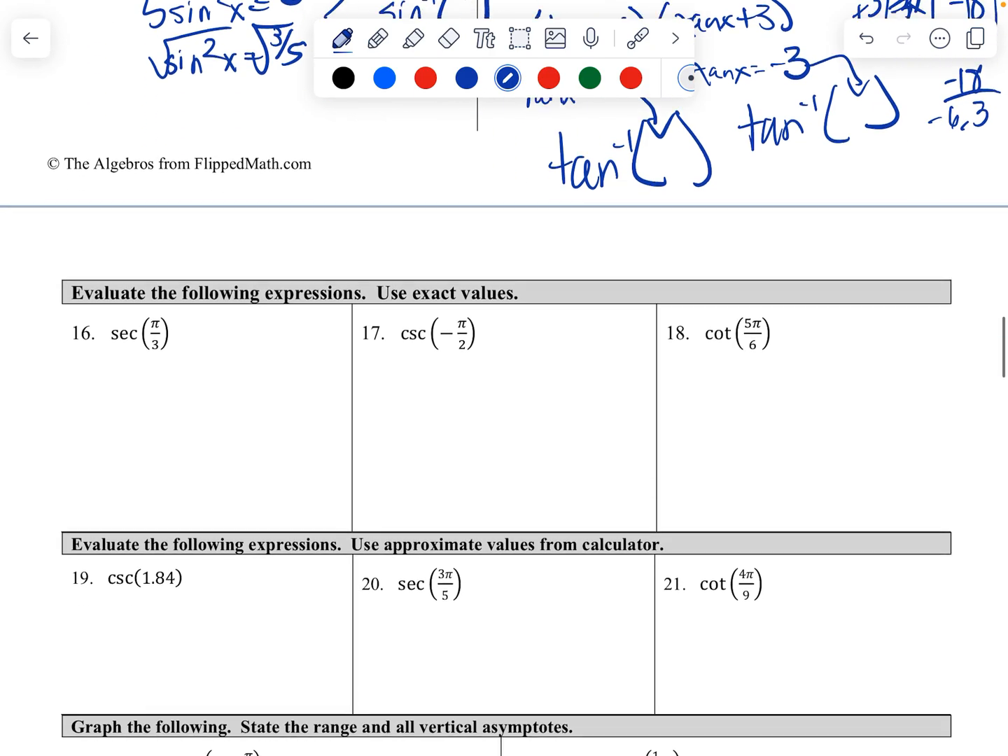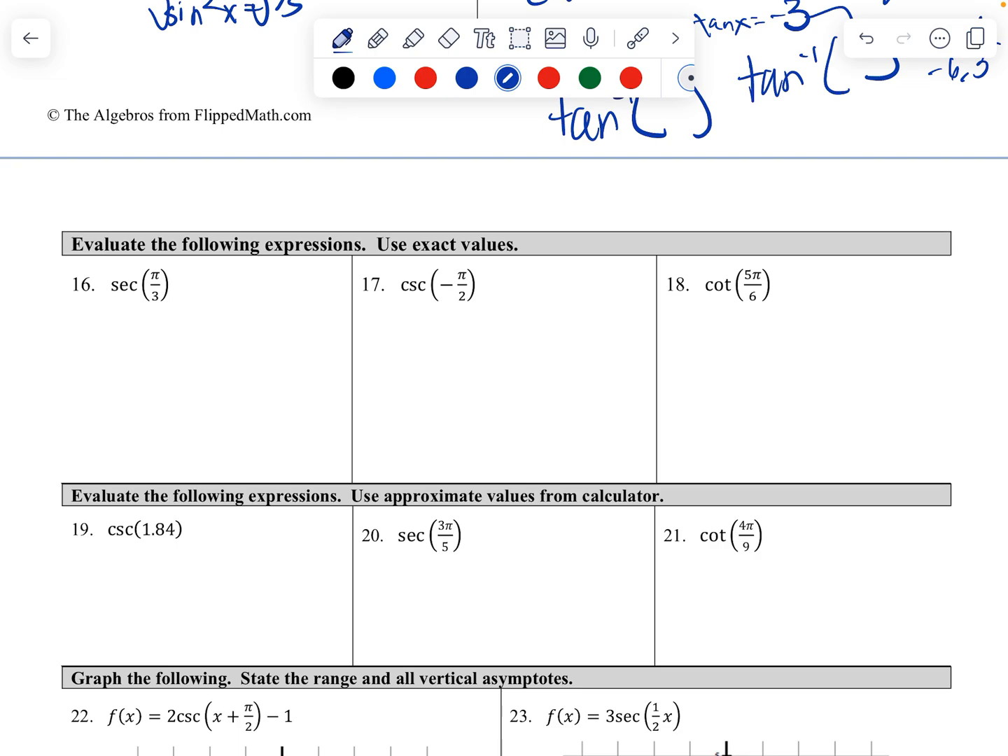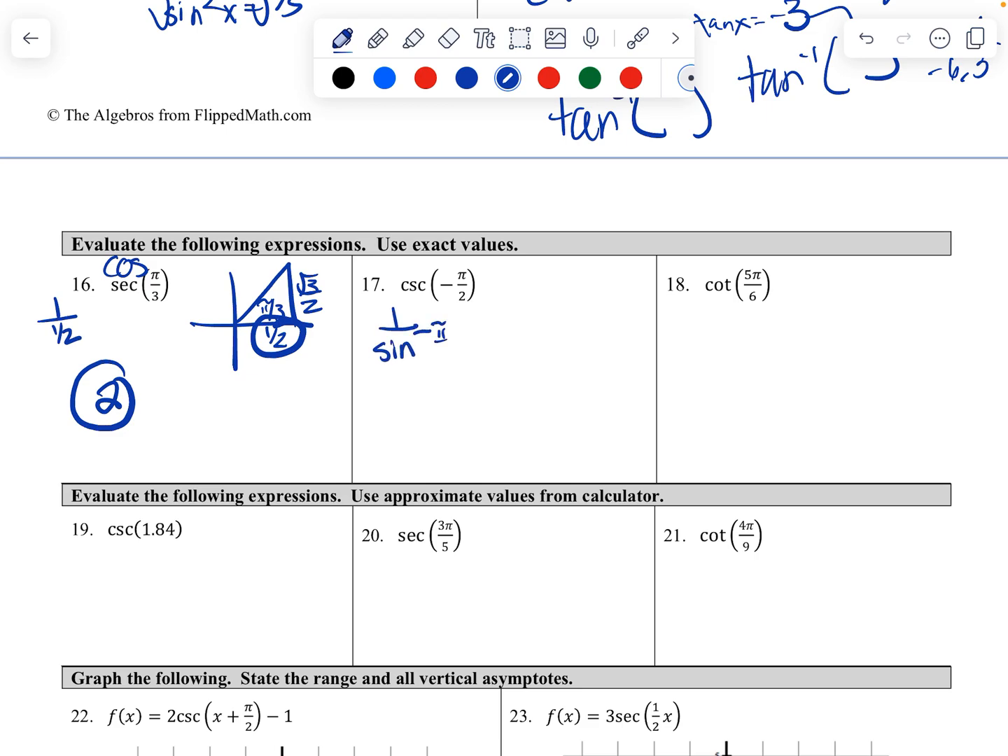Okay, evaluating the following. The secant is the inverse of the cosine. So cosine of pi over 3, root 3 over 2 is half. So if that's our cosine, the secant would be 2. 1 divided by 1/2. So this is 1 divided by the sine of negative pi over 2. So negative pi over 2 is here, 0, negative 1. So that'd be 1 divided by negative 1, which is negative 1.